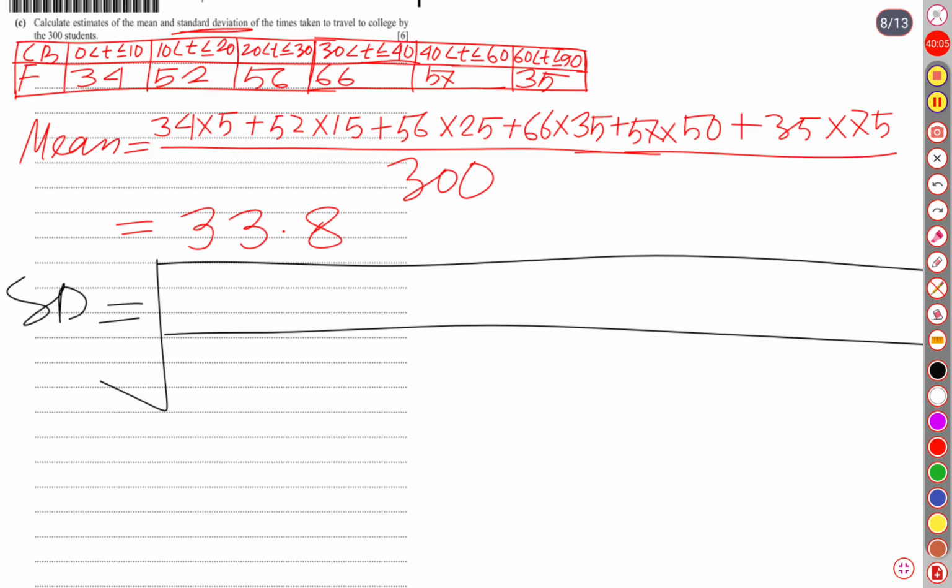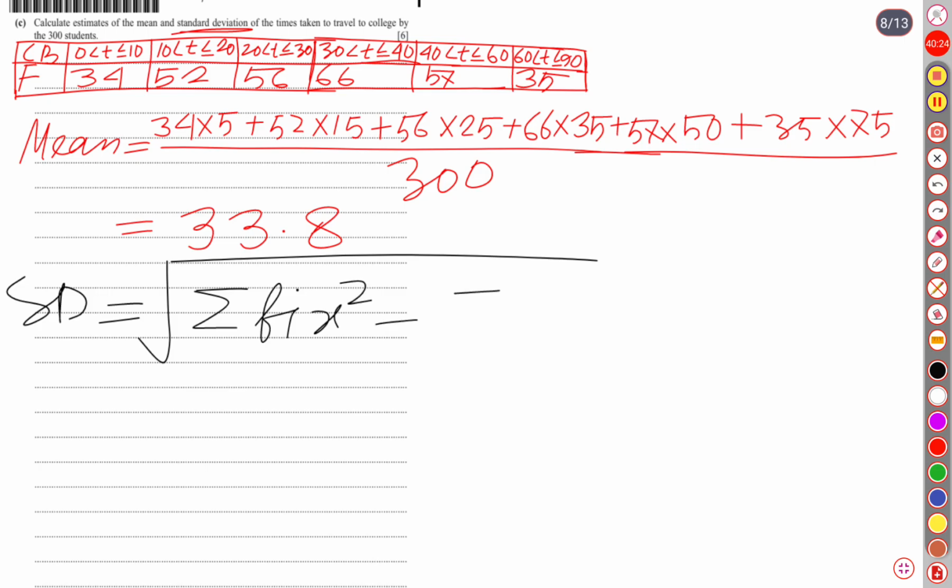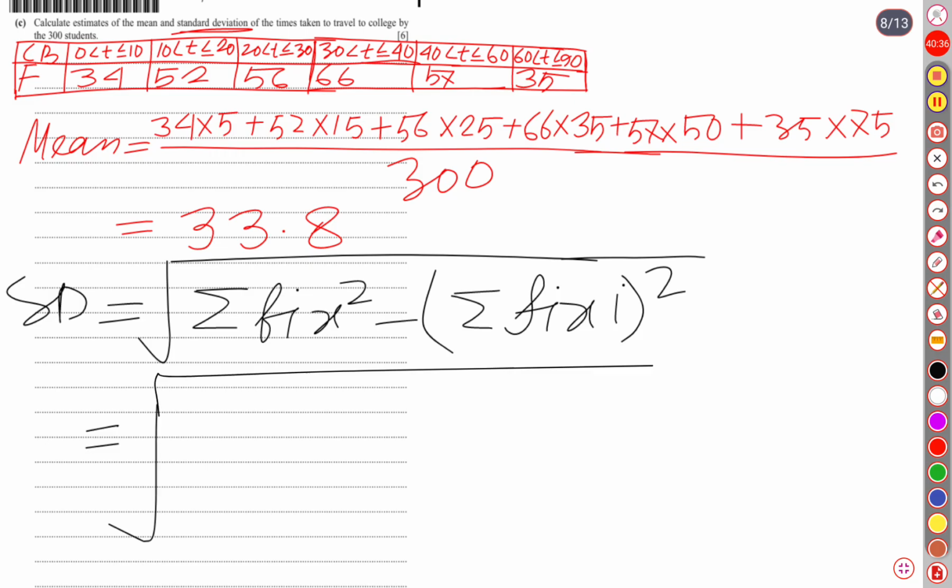Now, what is the standard deviation? I think I should show you the formula. The formula is the square root of sum of fi x squared over sum of fi, minus the mean squared. So this is the formula for standard deviation. Now we are going to apply this concept, for which we will have to find the sum of fi x squared.